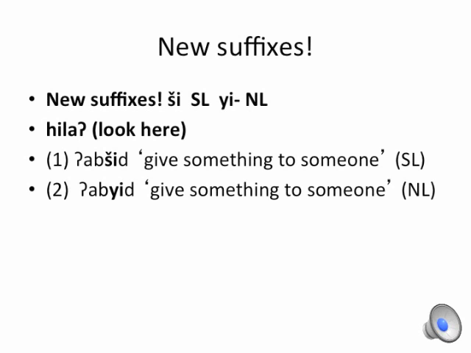There's she for southern dialect and ye for northern. So she and ye changed the meaning of the verb from give something to give something to someone. Abshid for southern and abyid for northern.